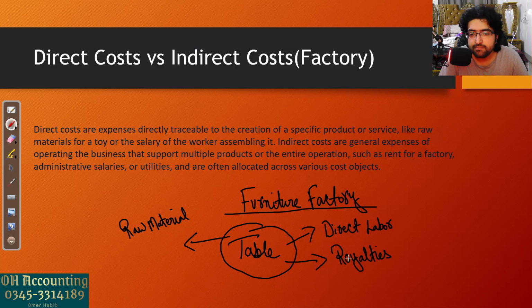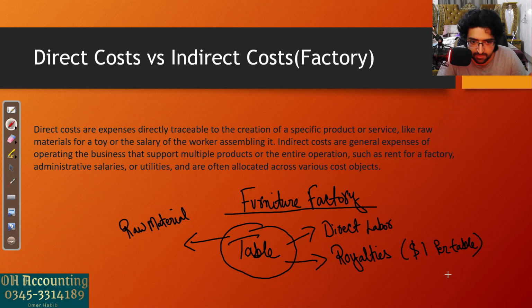For example, we have copied the design of someone. In that case, we will have to pay a royalty to that person or business. Let's say they charge $1 per table as royalty fees. We have copied their design. We are just copying their design.